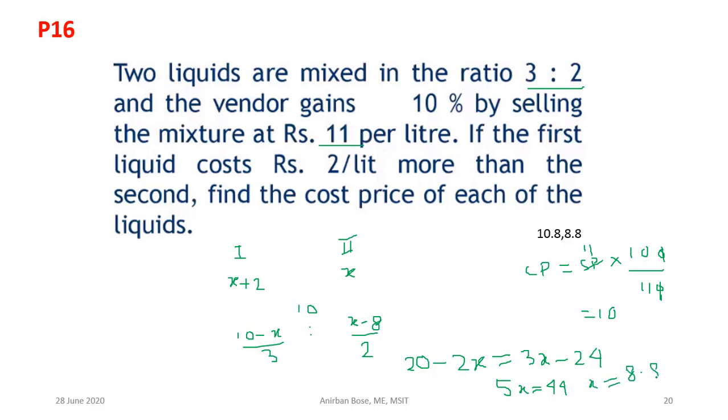So x is equal to 8.8. If you know x, then you can easily find the first kind, that is x plus 2, which is 10.8. So the answer is 10.8 and 8.8.